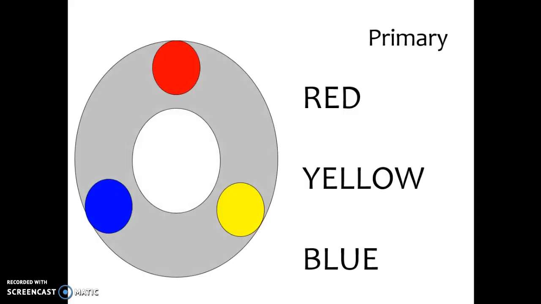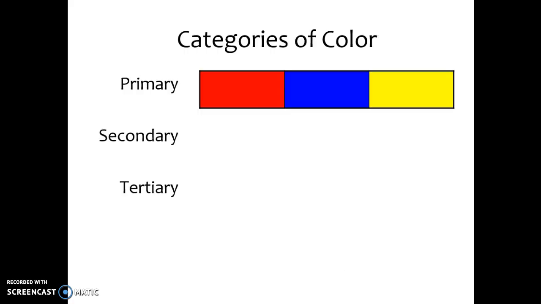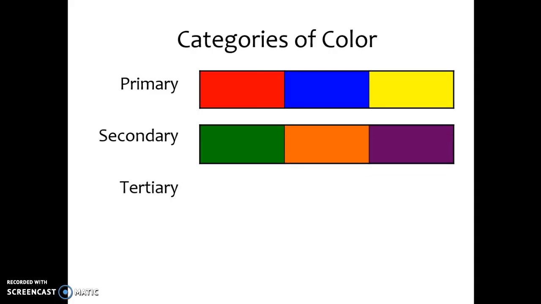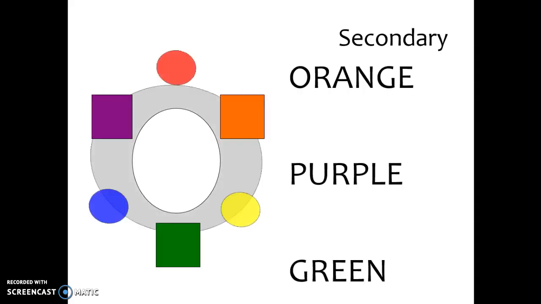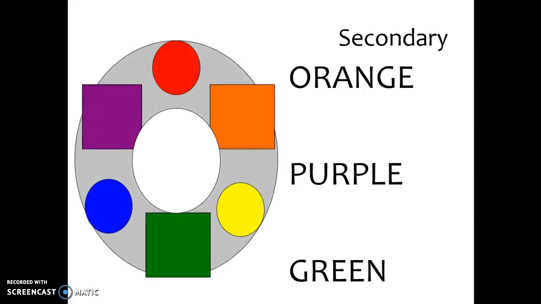On the color wheel, we have them as circles, and they are labeled with red, blue, and yellow, so you can color those in for yourselves. The second level of colors is called secondary. This includes green, orange, and purple. These are the colors that you create when you mix the two primary colors that are next to each other. So red and blue makes purple, red and yellow makes orange, and blue and yellow makes green.